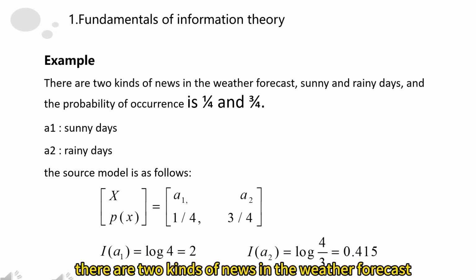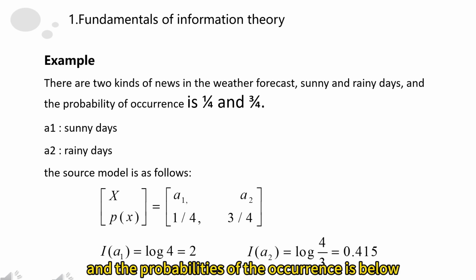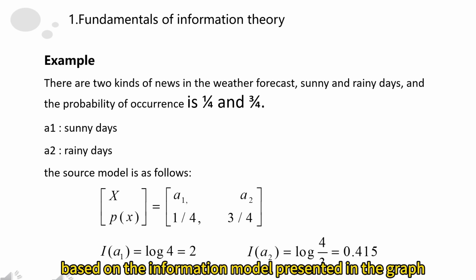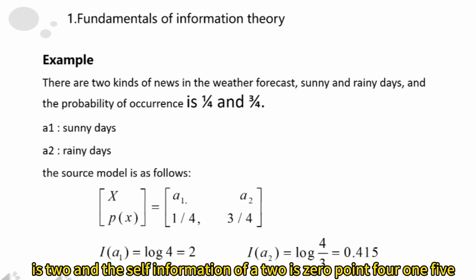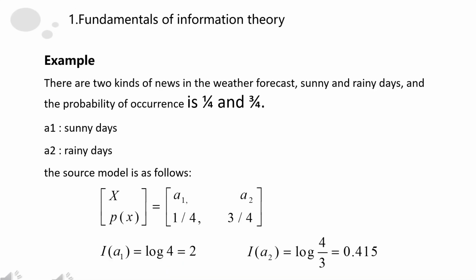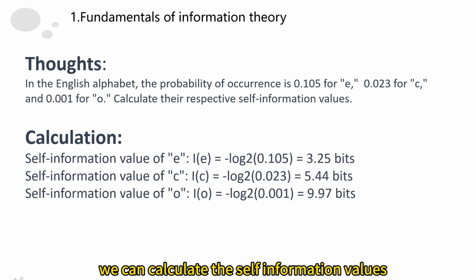Here, there are two kinds of news in the weather forecast, sunny and rainy day, and the probabilities of occurrence are below. Based on the information model presented in the graph, we can calculate that the self-information of A1 is 2 and the self-information of A2 is 0.415. This demonstrates that messages with smaller probabilities have larger self-information values. By using the relevant code, we can calculate the self-information values for the occurrences of letters E, C, and O.